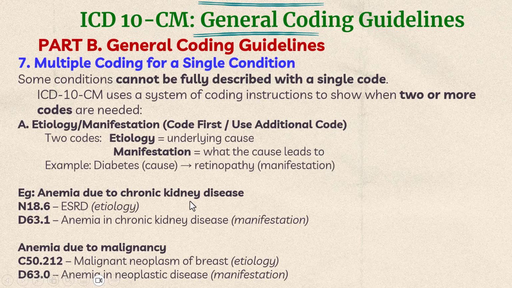Anemia due to chronic kidney disease. Here, first you have to code the cause, that is end-stage renal failure, N18.6, that is the etiology, and the manifestation is D63.1, that is anemia in chronic kidney disease as the manifestation.